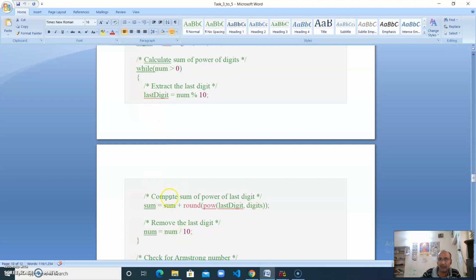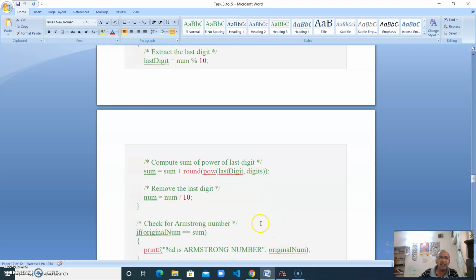See, once again I am repeating. Last digit equals num modulus 10. Next, compute the sum of the power of the last digit: sum equals sum plus round of power of last digit comma digits. Then num equals num divided by 10.